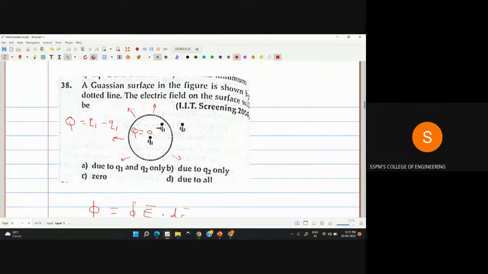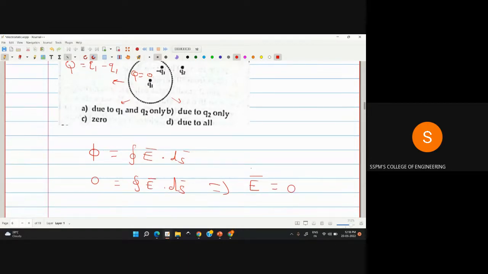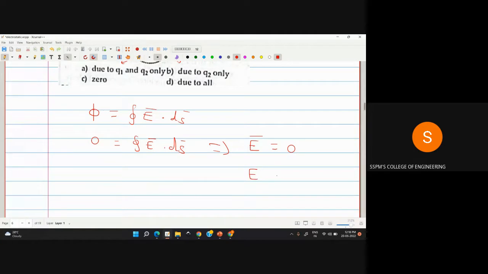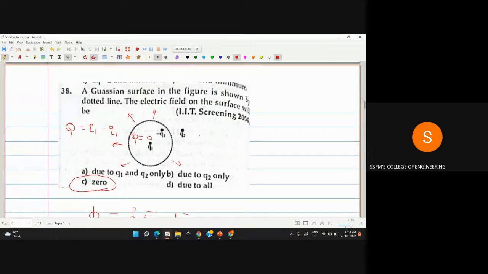So as flux is equal to 0, the line of electric field will also be 0. After solving the equation, we'll get the electric field E bar is equal to 0, vector field, or the scalar magnitude of electric field is equal to 0. Isn't it? So the correct option is 0. It's very easy to solve such an example, you can apply the basic concept of the Gauss law, isn't it?